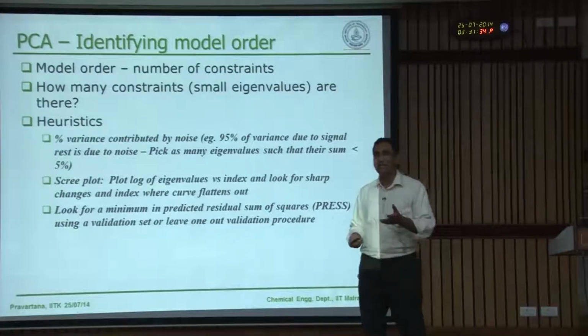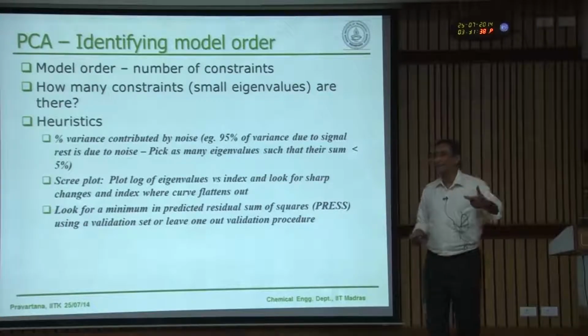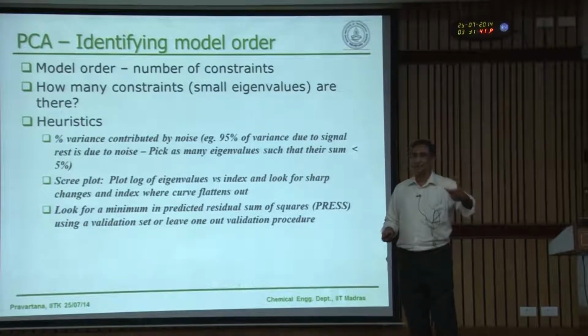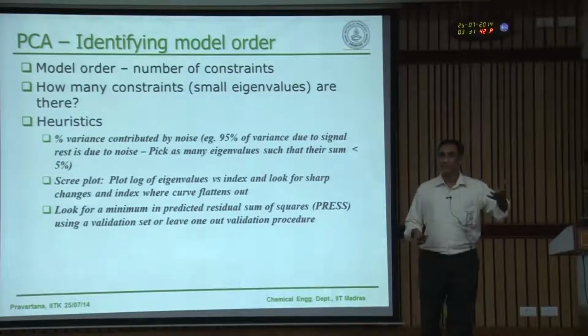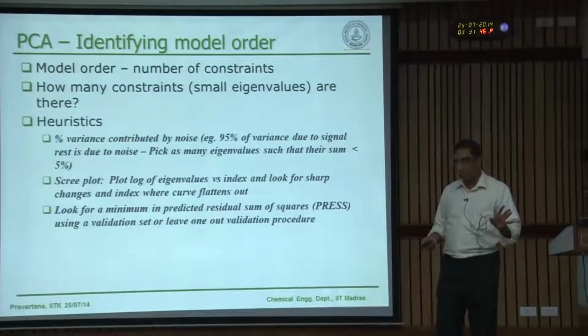In fact, the sum of the eigenvalues is the total variance. So you can look for a simple criterion: you choose k eigenvalues such that the sum of the k eigenvalues divided by the total variance is greater than 95%. That is just a heuristic. It does not tell you how many constraints are there in the process.